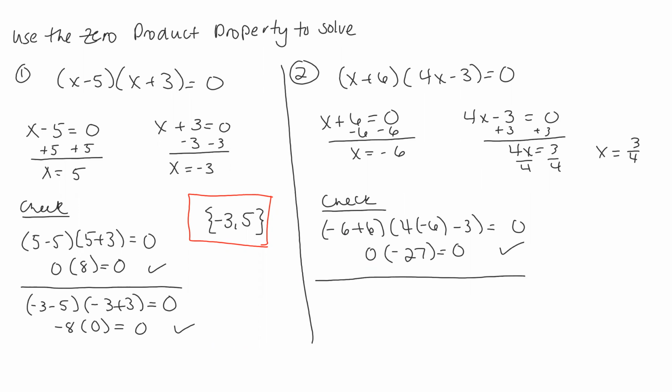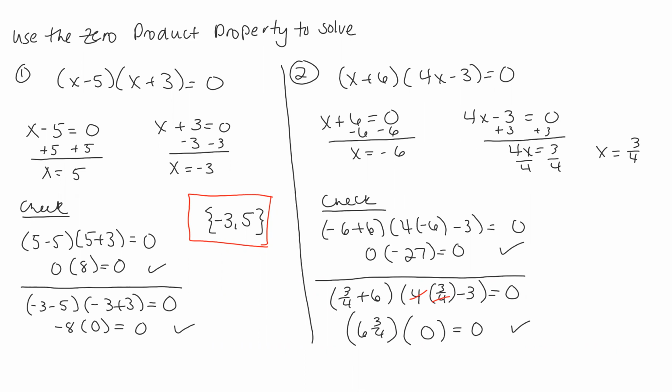All right, let's say we check the other solution. This one's going to be a little more complicated because you have that fraction, but it's no big deal. We get 3/4 plus 6, and then 4 times 3/4 minus 3 equals 0. Well, 3/4 plus 6 is just 6 3/4. And then if I look at 4 times 3/4, the 4's cancel, and I'm really just left with 3 minus 3. So this is actually just 0. And 6 3/4 times 0 is just 0.